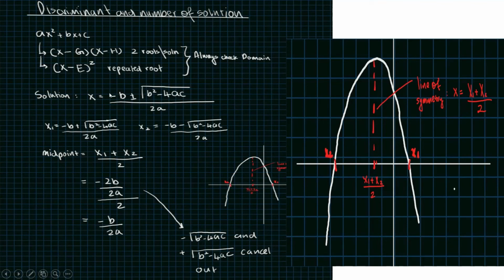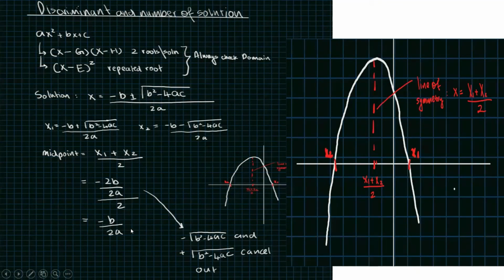So how do you find the midpoint from this quadratic equation? If you take negative b plus the square root of b squared minus 4ac over 2a, plus negative b minus the square root of b squared minus 4ac over 2a, you realize the denominators are the same, so you can add the numerators. The plus and minus square roots cancel out, so you get negative b plus negative b over 2a. Then you divide that by 2 to find the midpoint, and you get negative b over 2a.